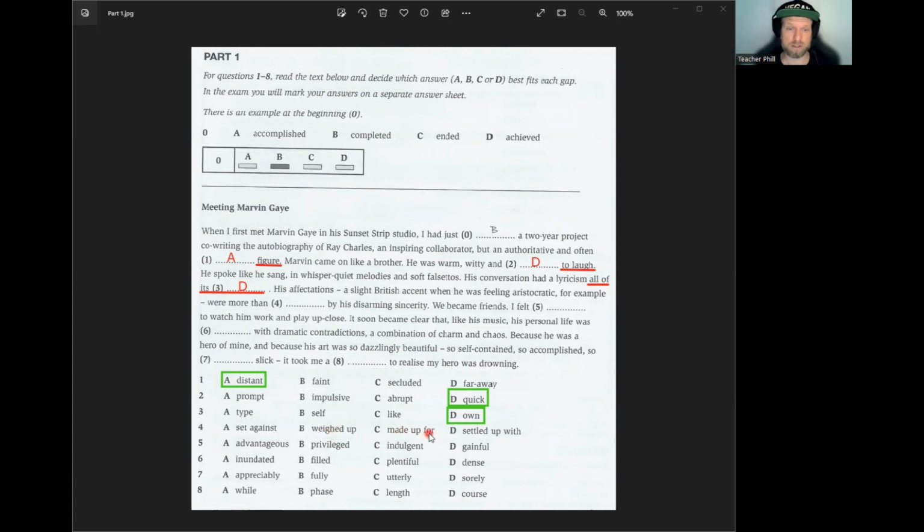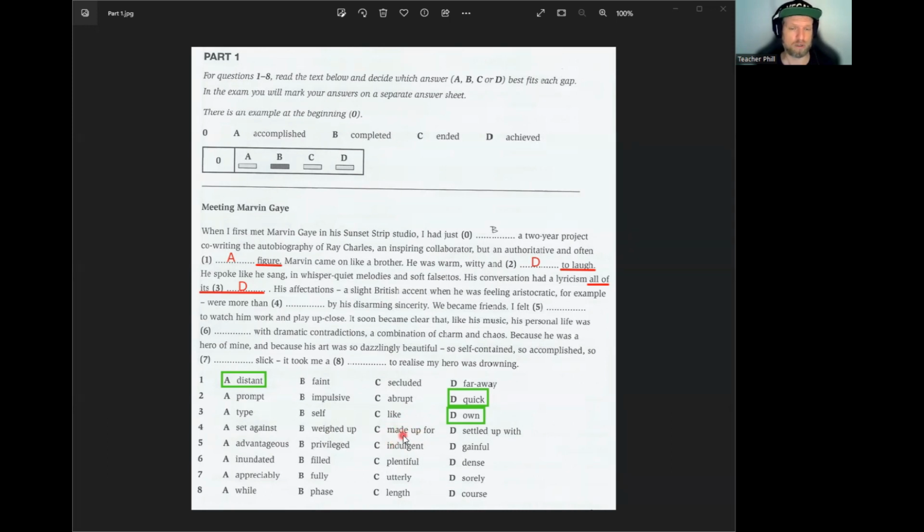Made up for something, or made up for, that is a good one. Settled up with, I think that is more a very specific phrasal verb when you have to pay back some debt. You have to actually give money to someone. So I think in this case, I would go with made up for because that means compensate.